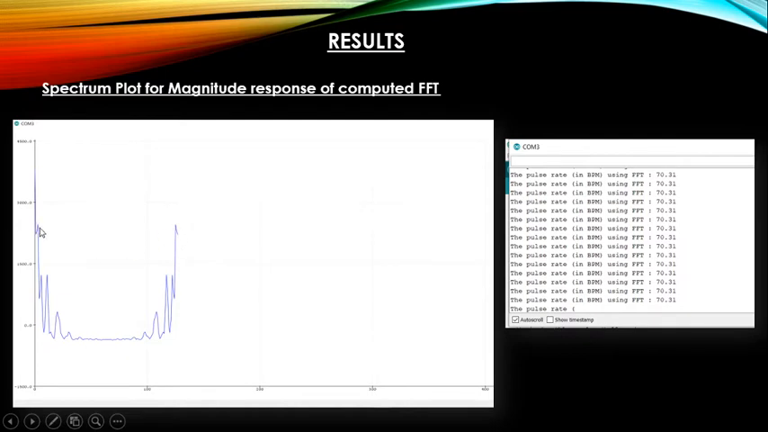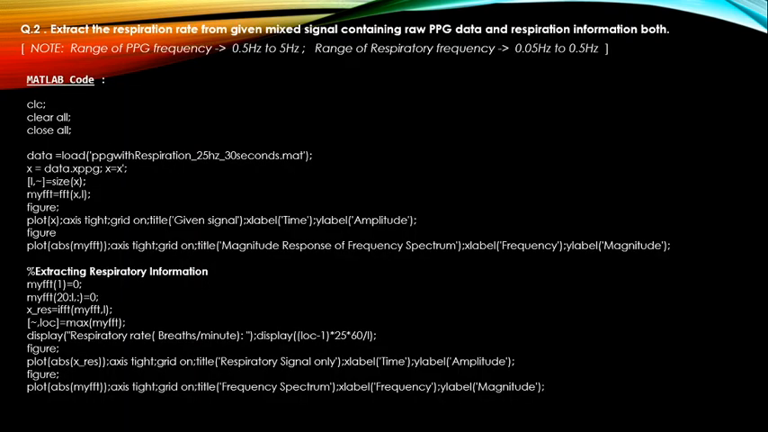This is the first maxima that is taken into consideration, and no further maxima are taken. This is the first maxima, that is the highest value. This k value is taken, that is the max I location. That max I location times fs by N gives us the pitch frequency, and multiplied by 60 gives us the beats per minute. This is the MATLAB code.